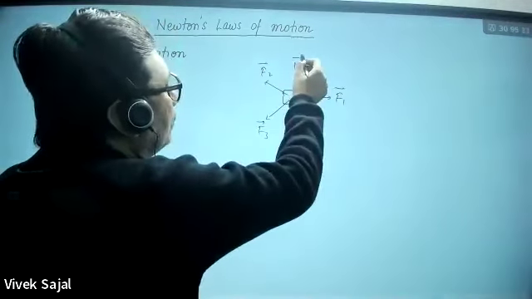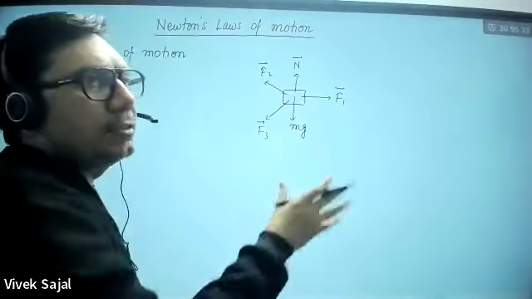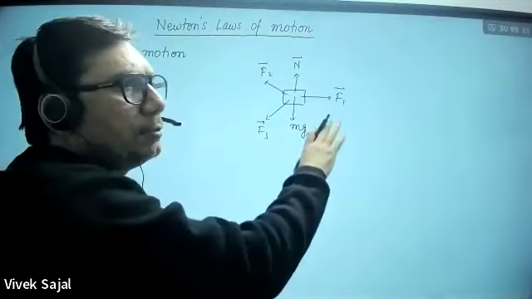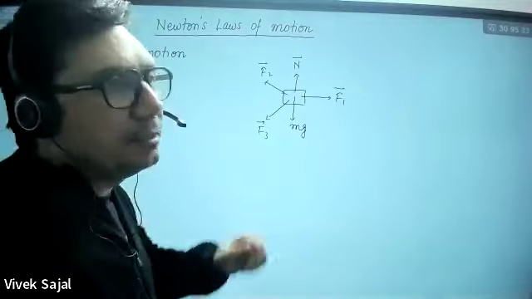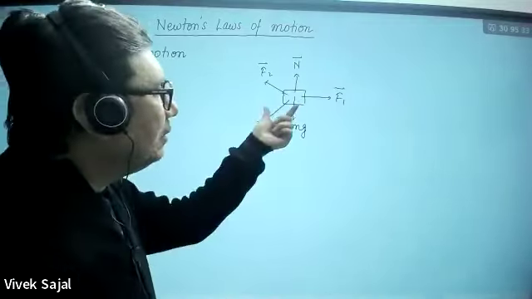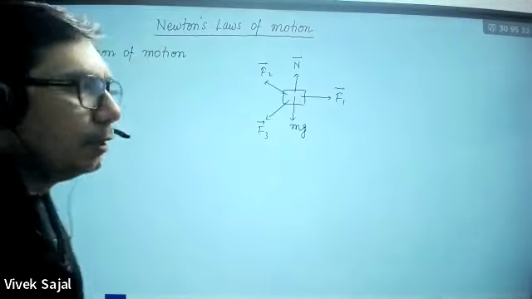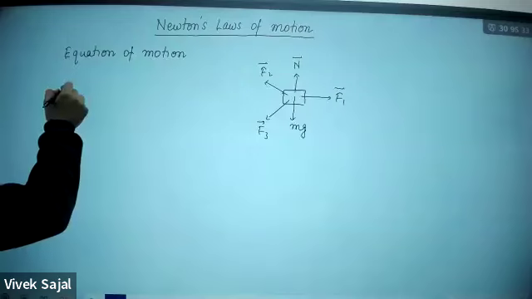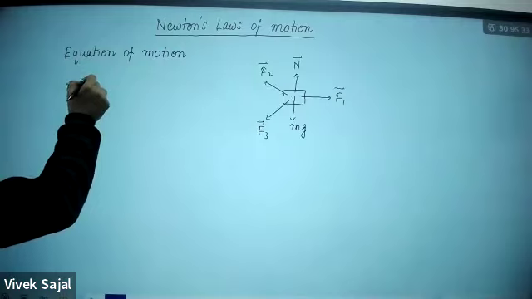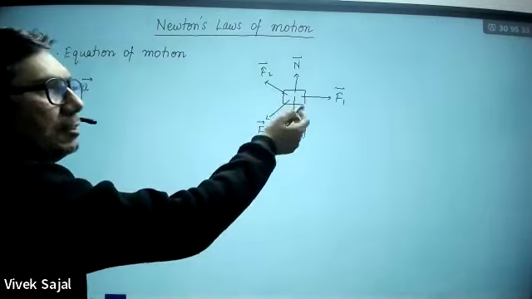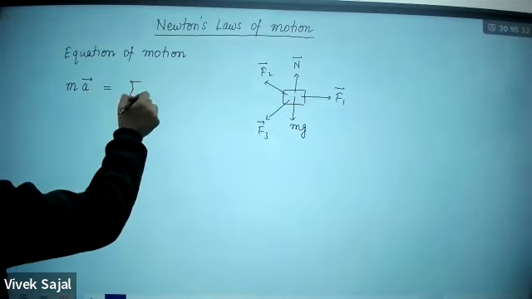We will depict all the forces which are acting, and due to all of these forces, there will be an acceleration produced in this body. So these forces are the cause, and the result will be the acceleration. What will be the acceleration that is caused? That is given by the equation of motion: mass into acceleration produced in this body due to the application of all these forces.